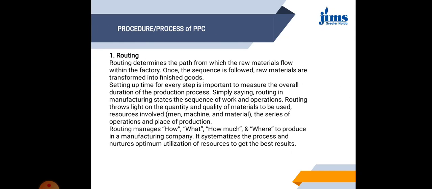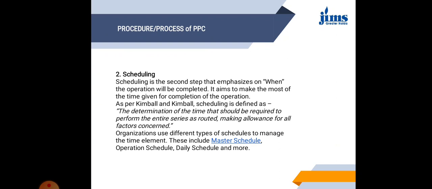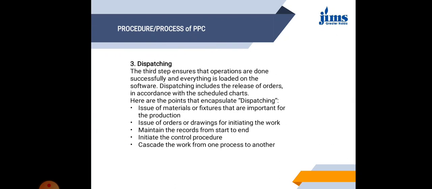So as I defined, routing actually determines the path from which raw materials will flow within the factory. Once the sequence is followed, raw materials are transformed into finished goods. Scheduling talks about when the operation will be completed. That means determination of the time schedule so that all the processes take place in the decided time and all the output is produced at the right time. Dispatching, I already told you, is releasing of orders in accordance with the scheduled charts or timetables.